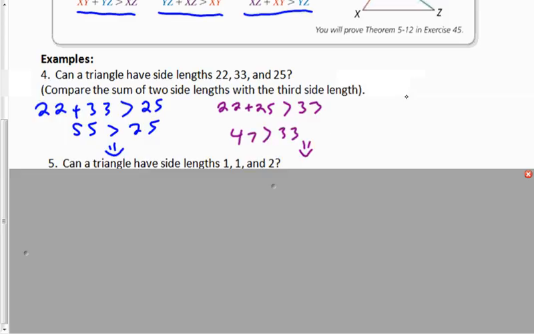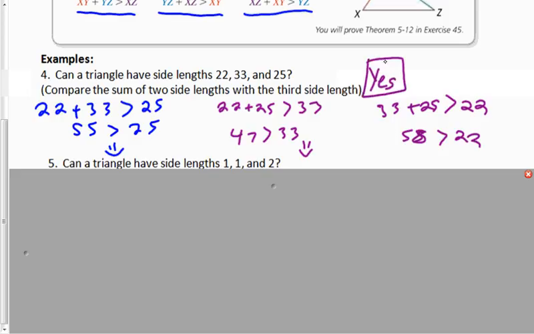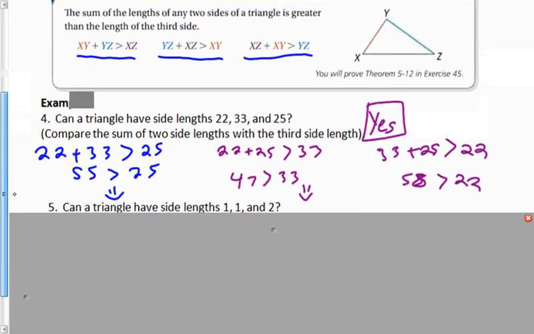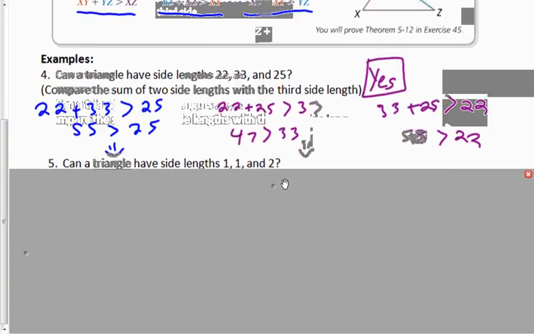And then the last one would be, is 33 plus 25 greater than 22? Yes, because that would be 58, sorry, which is greater than 22. So yes, this would be a triangle because it aligns with Theorem 512, the triangle inequality theorem. We could make a triangle from this.